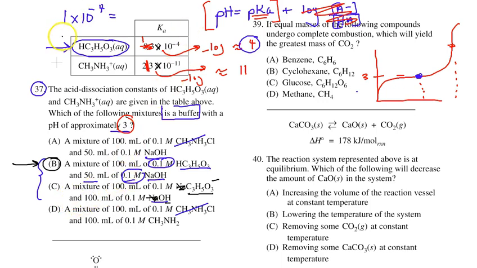B, because we're dealing with the conjugate acid-base pair of the pKa of the acid, which is closest to the 3, which was this one. So 38 is B, 37 is B.